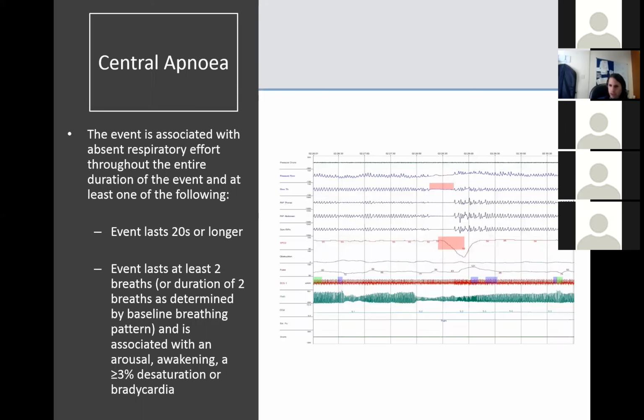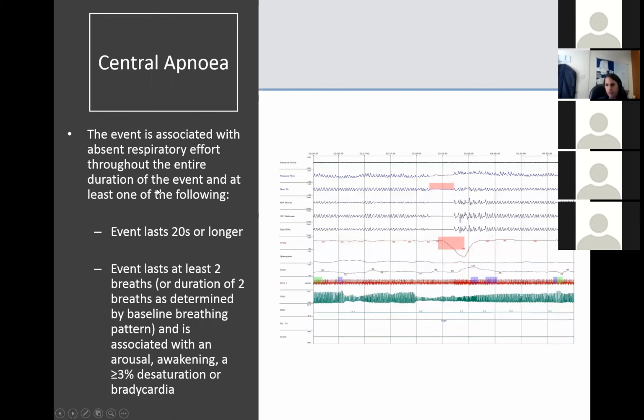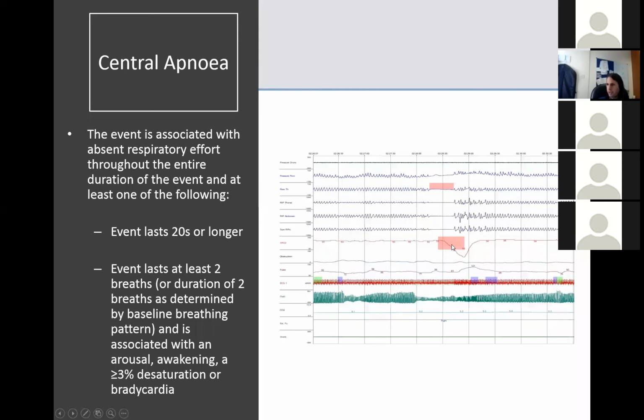The central apnea is not like an obstructive apnea. This is associated with absent respiratory effort. So the difference is, with the obstructive, there's still the effort there. With the central, there's absent respiratory effort throughout the whole event, and the event lasts for 20 seconds or longer. And you can see here that all of the lines have gone flat. So there's no effort, compared to here, where there's still effort happening with the desaturation. But here, there's no effort, and then you get the big desaturation afterwards. So these are central events, which are different from obstructive events. And again, they last for at least 2 breaths, and they're associated with an arousal, awakening, or more than a 3% desaturation or a bradycardia.